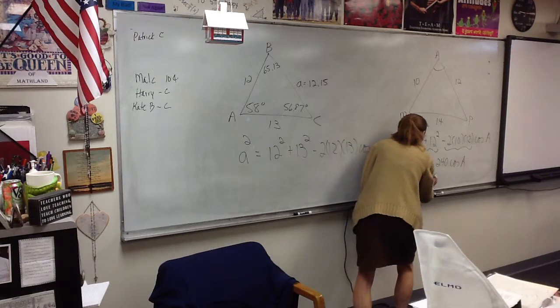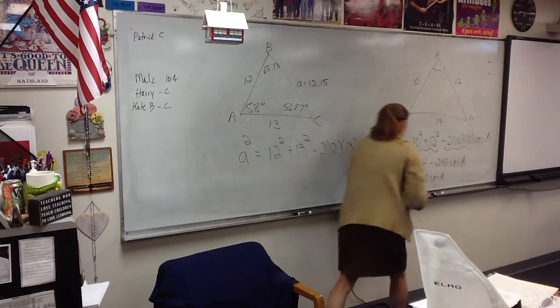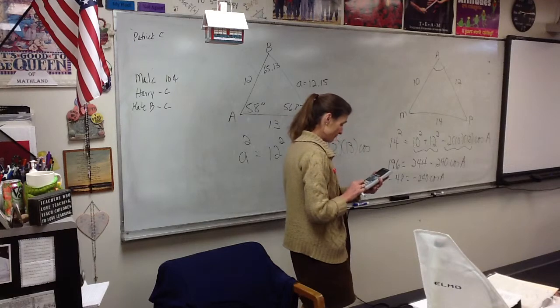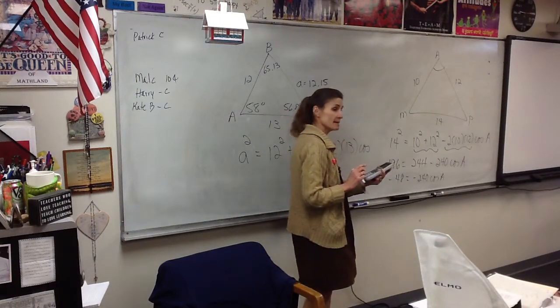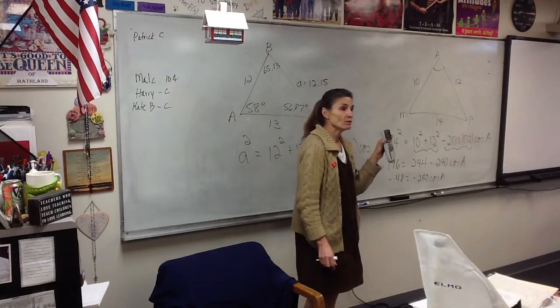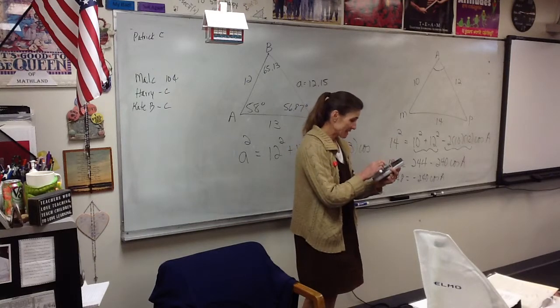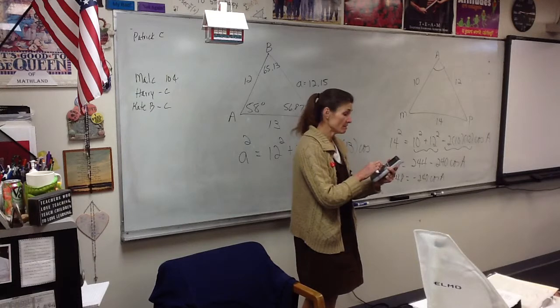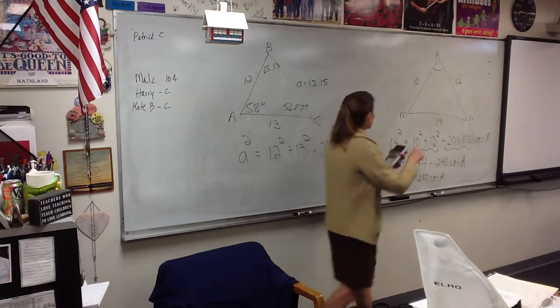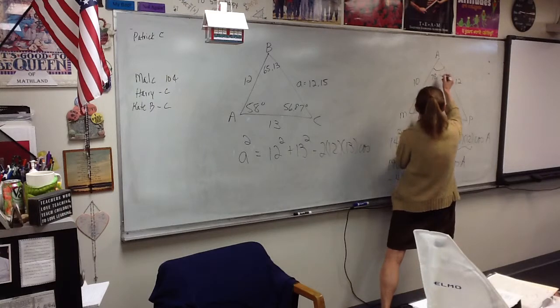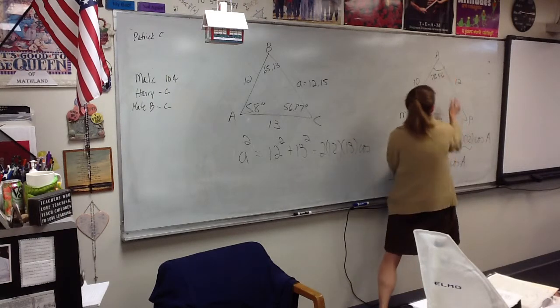And then what? Divide by negative 240. And, oh, I just got 0.2. That's nice. What do I do with that 0.2? Second cosine, right? Second cosine. Second answer. And I got 78.46.